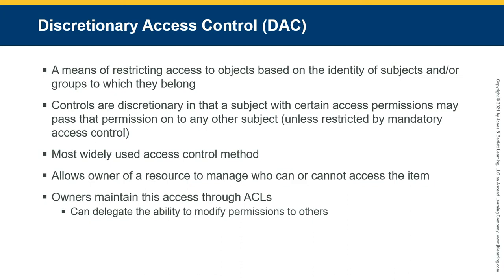Discretionary access control, DAC, is a means of restricting access to an object based on the identity of the subjects and/or groups to which they belong. Controls are discretionary, and a subject with certain access permissions may pass those permissions to other subjects unless restricted by mandatory access control. It is the most widely used access control method and allows the owner of resources to manage who can access it. Owners maintain the access through ACLs and can delegate the ability to modify permissions to others.